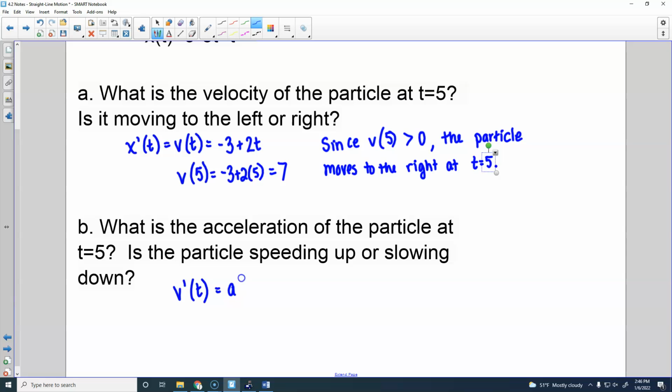And I'm going to call it a of t. I just prefer to have v and a because it makes it really clear if you're talking about velocity and acceleration. And so if I take this derivative, what am I going to get? Just 2. All right. Now, we need to know whether the particle is speeding up or slowing down.